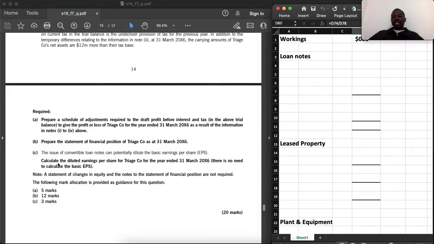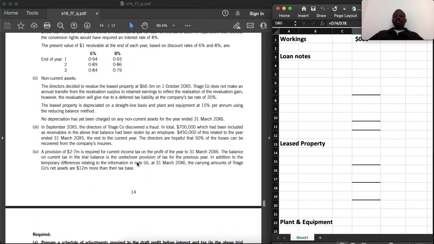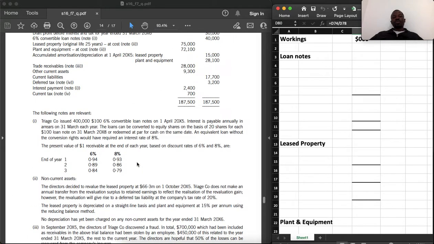C, calculate the diluted earnings per share of TCO for the year ended 31 March. There is no need to calculate the EPS. We only require to calculate the diluted earnings per share for 3 marks. So now, all in total, that is 20 marks. So what we are going to do here, we are going to first of all do our workings, then we answer all the questions at the same time.